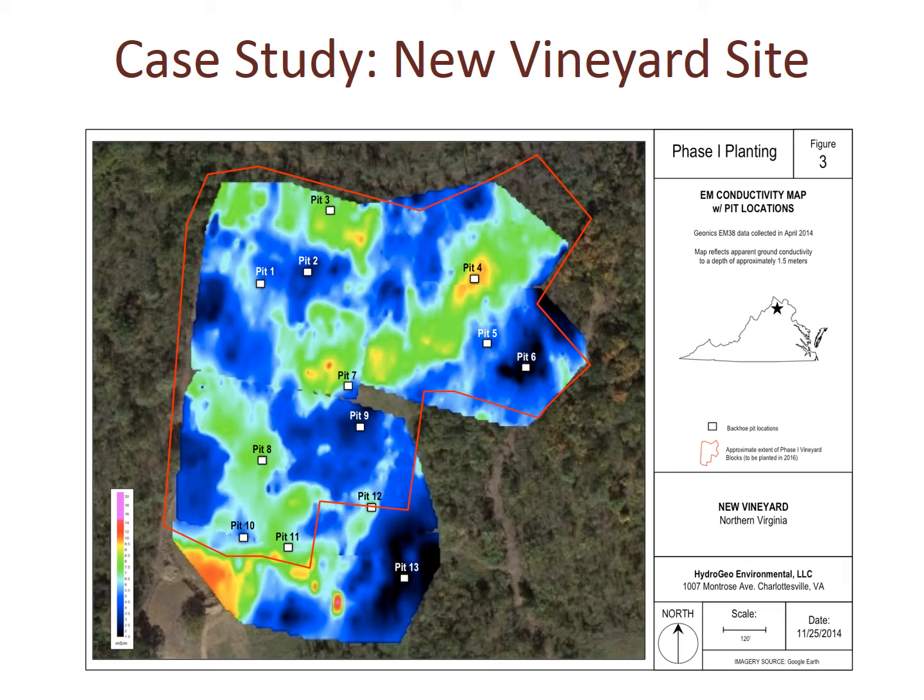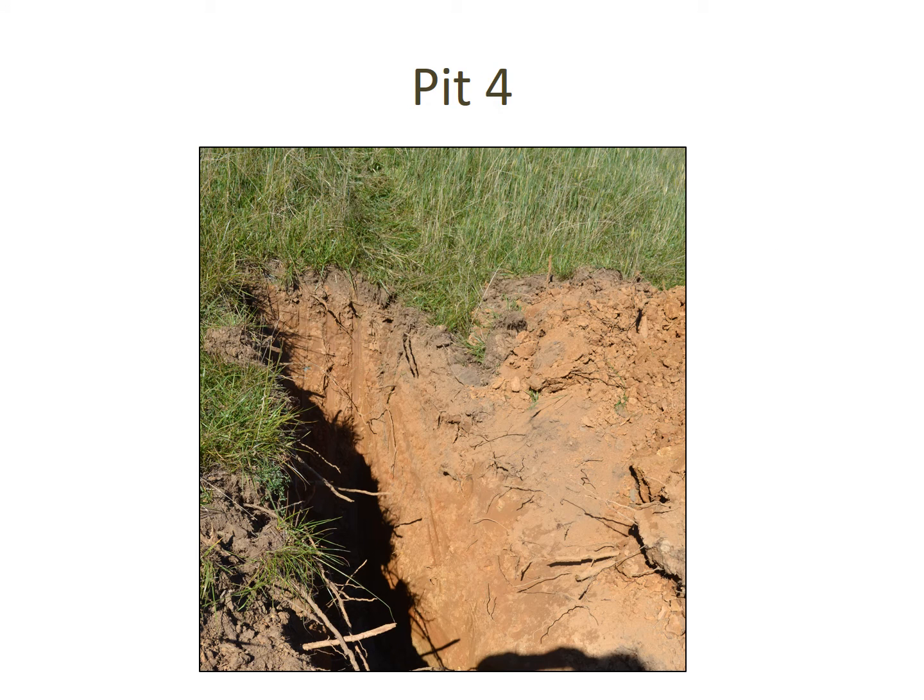Let's look at a couple of examples of some sites where we are applying this technology. This is a new vineyard site in Northern Virginia. Here's one of my EM maps showing obvious variability. First, we're going to zoom in and take a look at a picture of pit 4, which is located in this high conductivity zone. You can see that it corresponds with a thick clay layer, as you can see here.